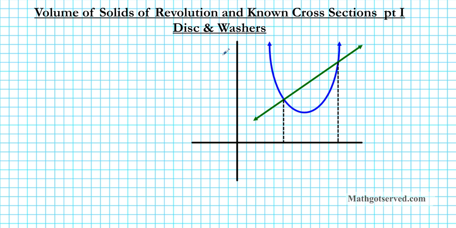So we're going to divide this formulaic determination process into two areas. We'll look at solids of revolution first, and then we'll do volume of cross-sections second. So let's write this down, solids of revolution.